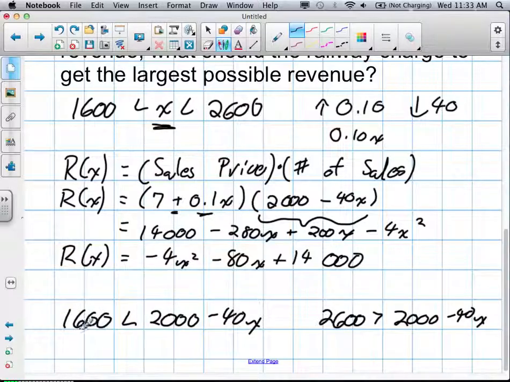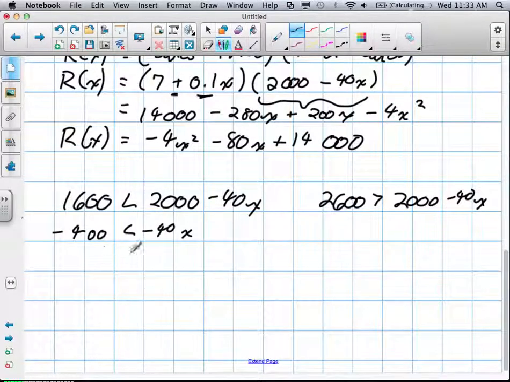When I move 2,000 to the other side, I get negative 400. Negative 400 is less than negative 40x. And when we divide by negative 40, 10, right? 10 has to be greater. Because we divided by a negative, the sign flips. We have to be less than 10. So we can't have more than 10 increases. Otherwise, we're going to have less than 1,600 people on the train.